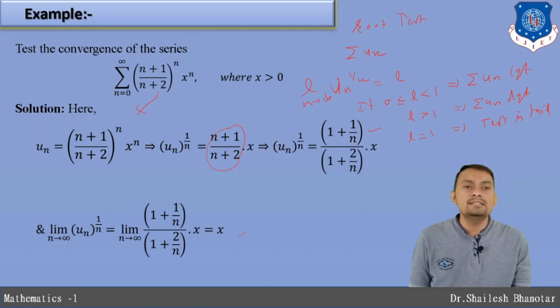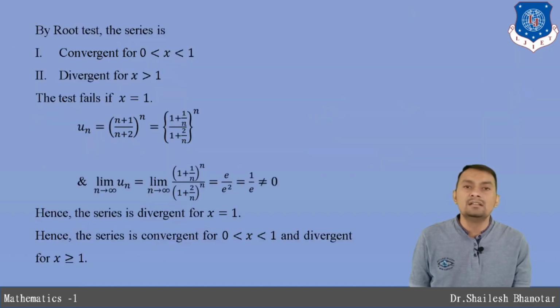So according to this, we are left with only x. That means if x is less than 1, then the series is going to be convergent. Given that x is greater than 0, for 0 less than x less than 1 the series will be convergent, and for x greater than 1 the series will be divergent. But if x is equal to 1, then the test fails. That means further investigation is required.